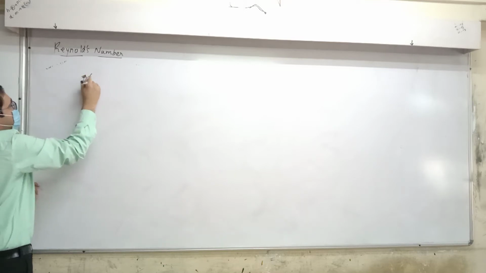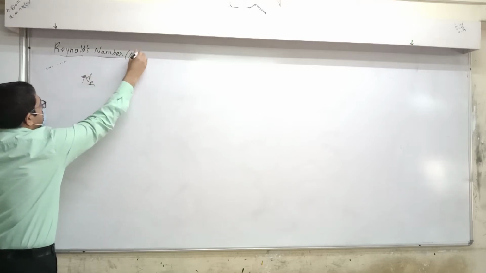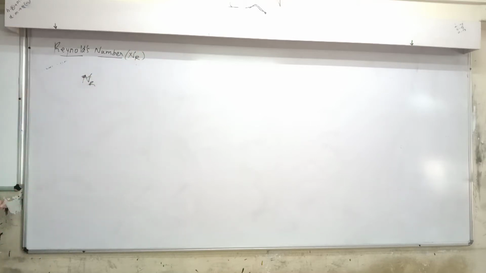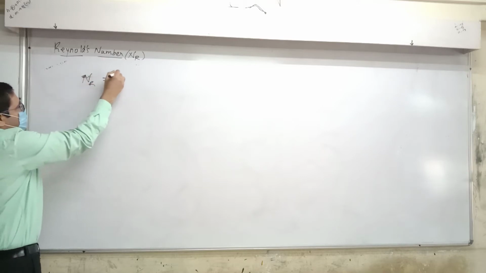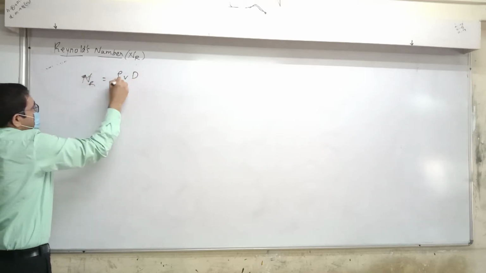N_R. That's how we should write it. Okay. Reynolds number. I am not going to go into the derivation of how we get this formula. So N_R, Reynolds number, is equal to rho times V times D divided by eta.